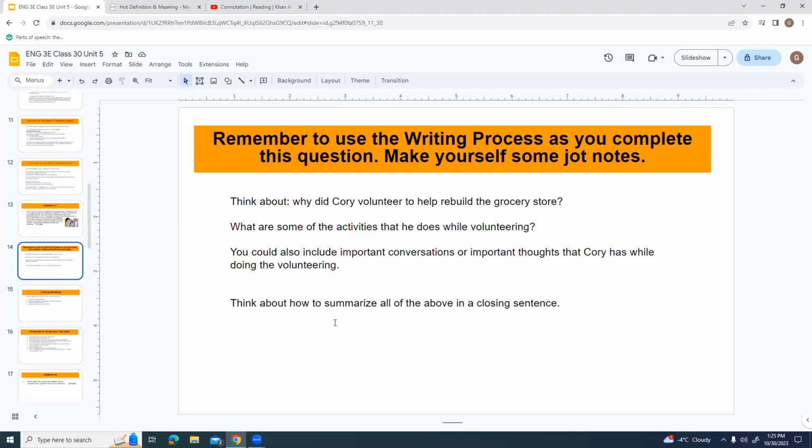Remember to use the writing process as you complete this question. Make yourself some jot notes. Think about why Corey volunteered to help rebuild the grocery store. What are some of the activities he does while they're volunteering? You could also include important conversations or important thoughts that Corey has while doing the volunteering, and then think about how to summarize all the above in a closing sentence.